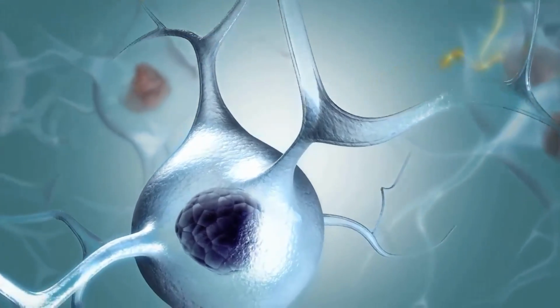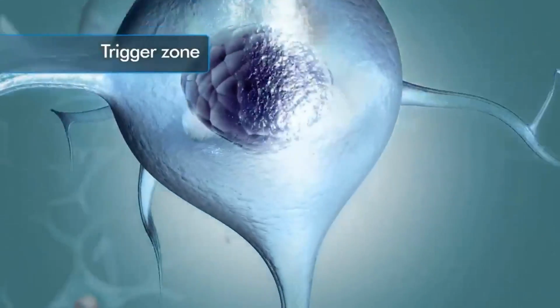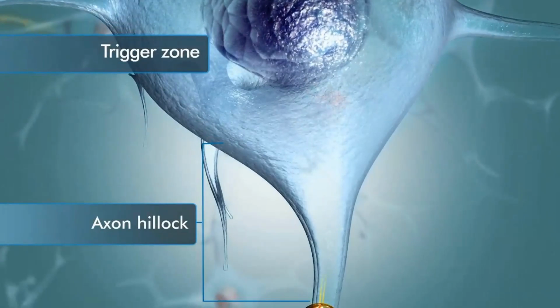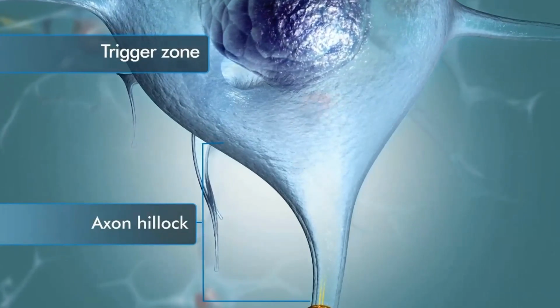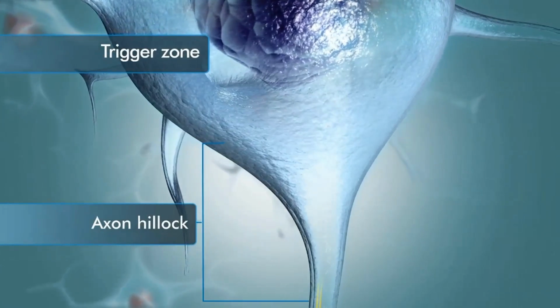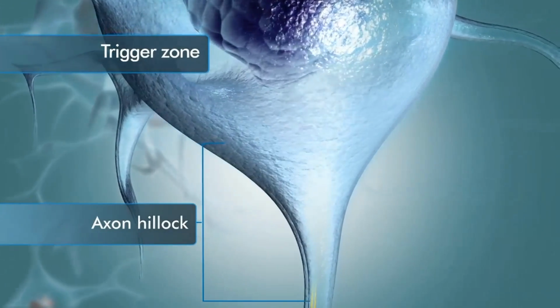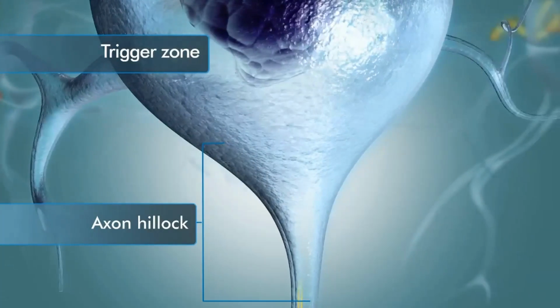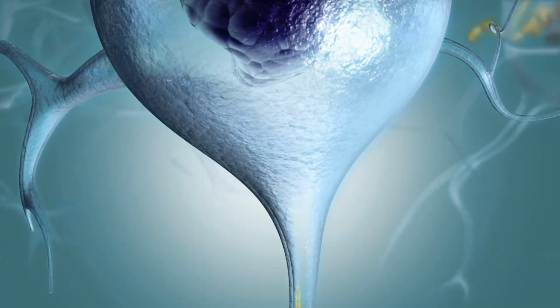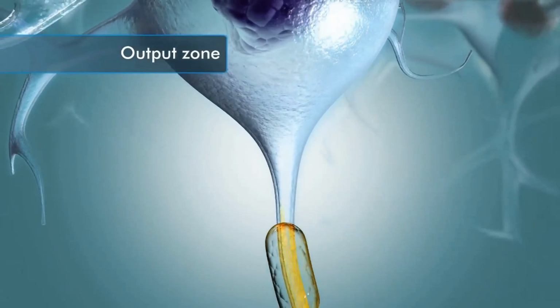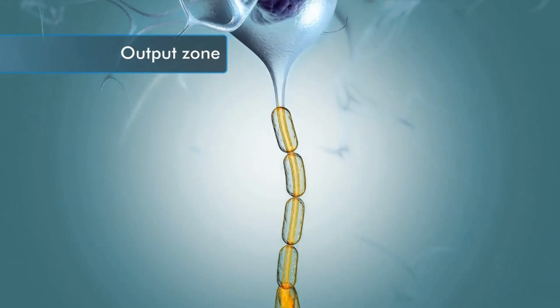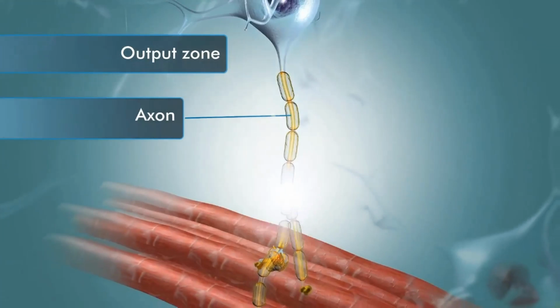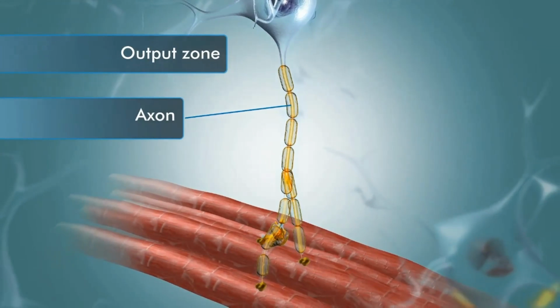These graded potentials move toward the trigger zone at the axon hillock. The trigger zone is where voltage-gated channels are first encountered in the neuron. If the graded potentials reach threshold in the trigger zone, then an action potential is generated. The action potential is transmitted via voltage-gated channels down the axon to the output zone, where it causes skeletal muscle to contract.